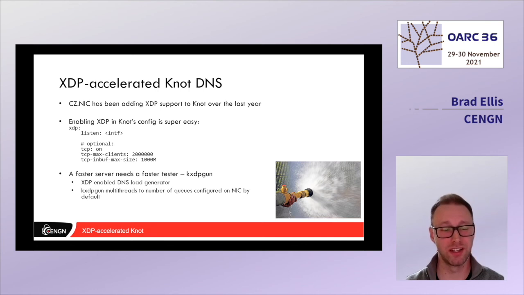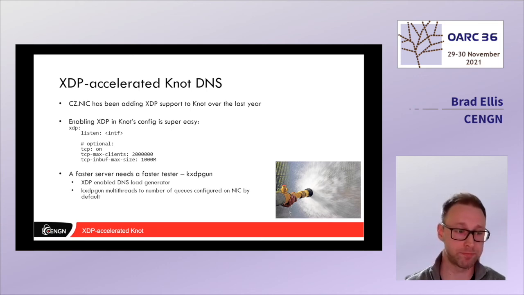And then finally, with a faster DNS server, we need a faster tester. So historically, we were using DNSPerf, which was a great tool. It gave great results output at the end. However, it just could not keep up with the new server. So I think we were able to get like 200,000 queries per second from each DNSPerf instance. But if we're extending this to new orders of magnitude with XDP, we need an XDP-enabled load generator, which is what KXDP Gun does.